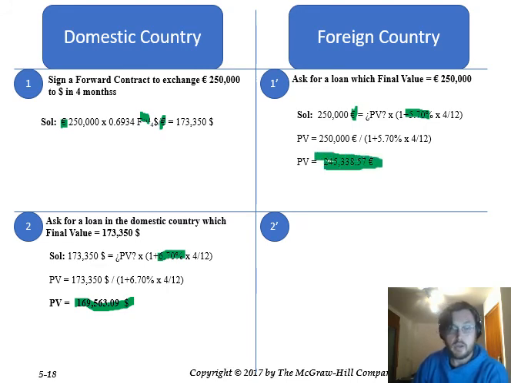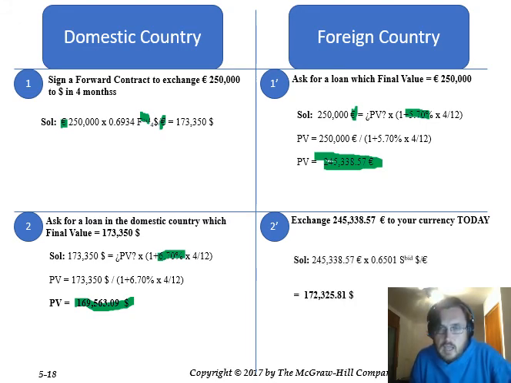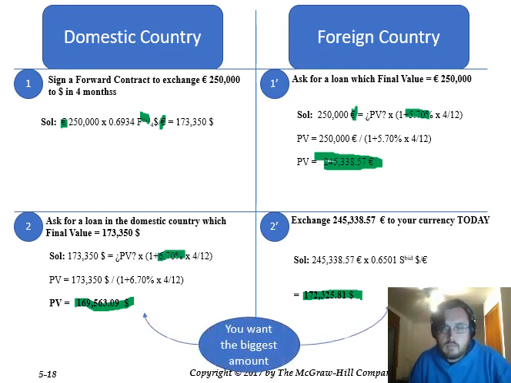We are not done. We need to transfer that into dollars. So we're going to change that much money to your currency today, and that gives us 172,325.81. So more money than we can get in the domestic country. So once again, we're going to choose to perform the operation in the foreign country.